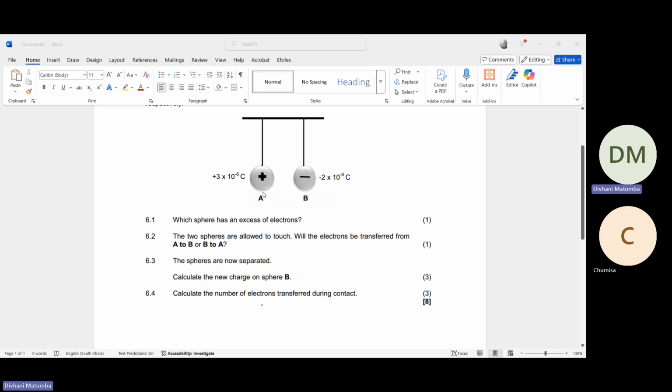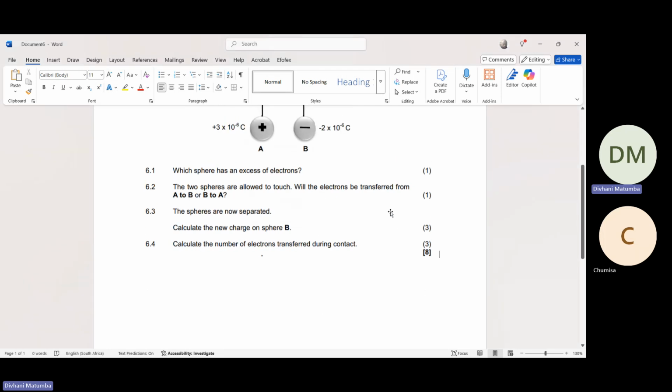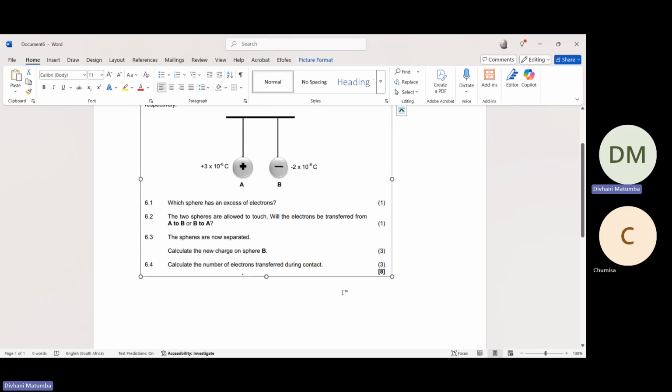You understand? Yes, sir. So that is the nature of electrostatic questions that you're going to get in your exam. So, do you know the formula? Can you define the term charge quantization?